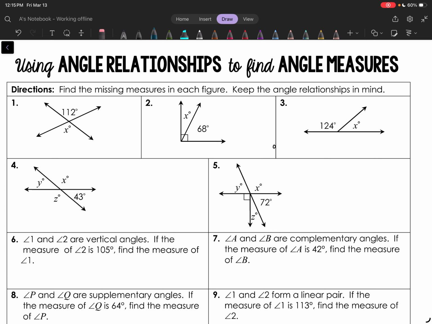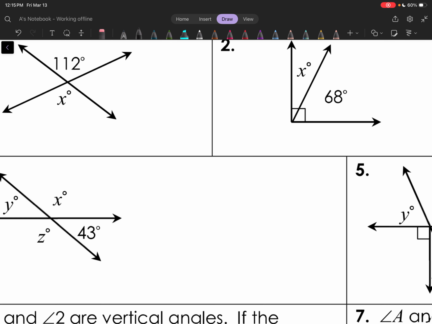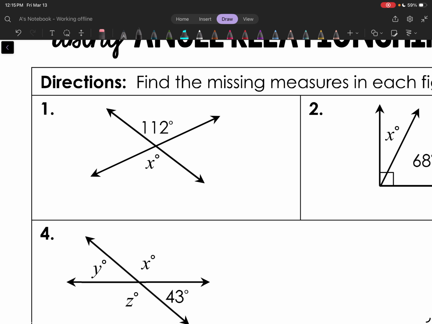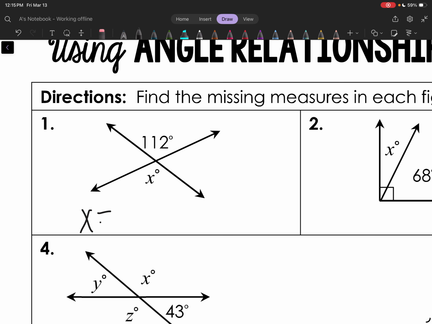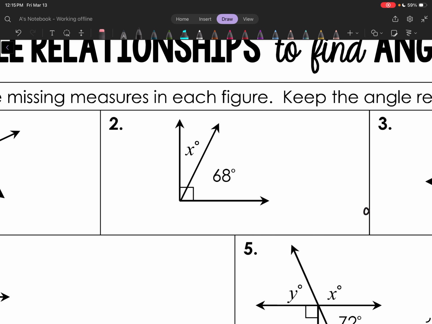Using angle relationships to find angle measurements. Let's do some algebra. Number 1. These are vertical. X is equal to 112, and I'm finished. Number 2 is complementary. So x plus 68 is equal to 90. I know it is equal to 90 because of that right angle marker. I'll let you solve it from there.